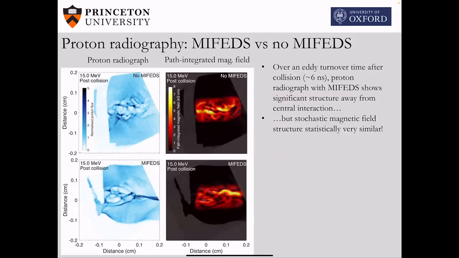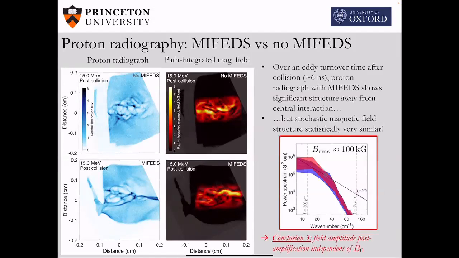If we then move over an indeterminate time later and look at the post-collision structure of these images, there is significant structure away from the central interaction region plasma, but we also still see these order-unity fluctuations. If we then back out the path-integrated magnetic field structures, we find qualitatively and quantitatively very little difference between these two. In fact, statistically, if we do the same things I mentioned for an earlier Omega experiment and work back out a power spectrum of these fields, we see that within the uncertainty of the measurement, they're basically identical.